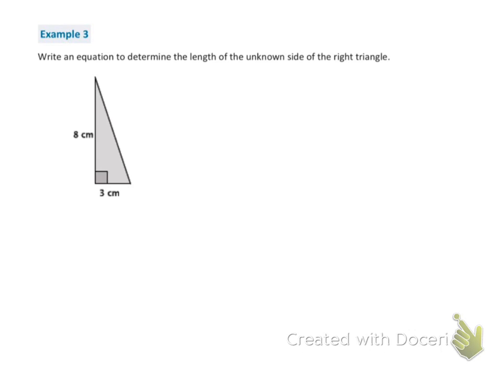All right, let's look at the next example. Write an equation to determine the length of the unknown side of the right triangle. Okay, so let's look at the triangle we have here. And again, the side I'm looking for is the hypotenuse. I know it's going to be longer than 3 and 8. It's the longest side. So I can write that equation, first defining a variable for that side. I'm going to use C.